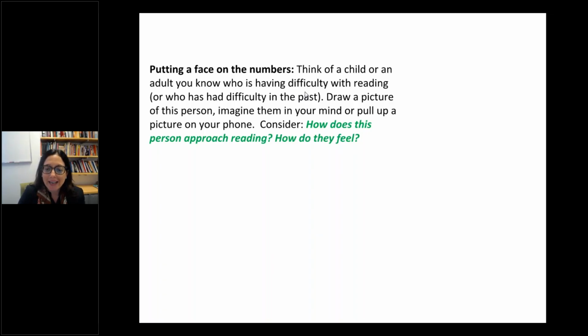So before we dive into the real science of it, I want us to put a face on the numbers. If everyone who's listening can just think of a child or an adult who you know who's having difficulty with reading or who's had difficulty in the past. And if you could draw a quick picture of this person, maybe imagine them in your mind if you don't have something to draw with right now, or pull up a picture of them on your phone. Maybe it's a student you're working with and you have a picture of them, or maybe it's your own child. And if you could just draw a quick little sketch of them.